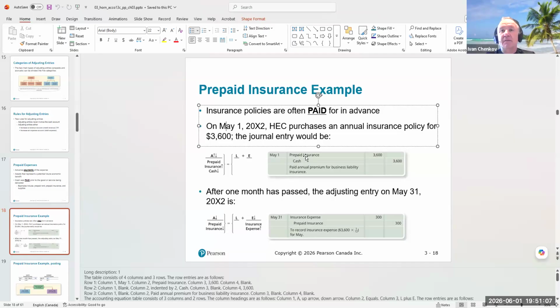1/12 of $3,600. Why? Because the $3,600 is for 1 year, which has 12 months. Why does 1 year have 12 months? Because we're on planet Earth. If we change the planet, that's not going to be an accurate calculation, and we have to come up with a different calculation. But since we're on planet Earth and we're teaching Earth accounting, that's how it's going to be.